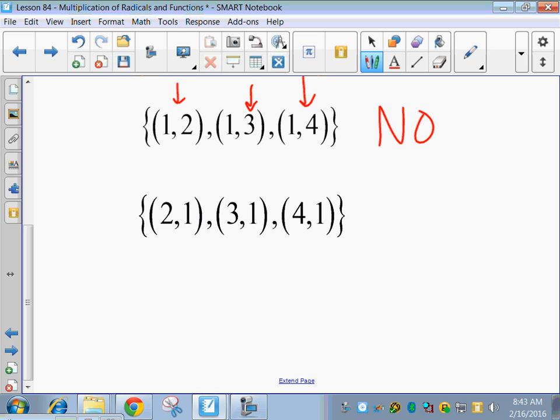How about this one? (2, 1), (3, 1), (4, 1). Raise your hand if you think it is a function. If you think yes. Raise your hand if you think it is not a function. You guys are all correct. Good. This is yes, it is a function. It's totally okay. We plugged 3 different things in, and we got the same thing out. That's okay. You just can't plug one same thing in and get 2 different things out. Okay?